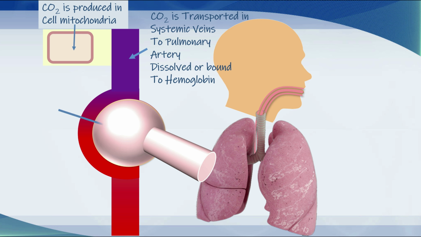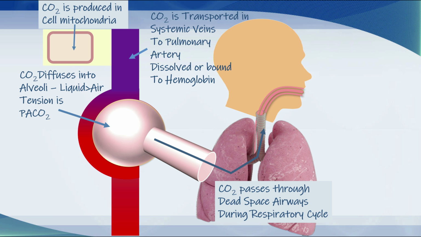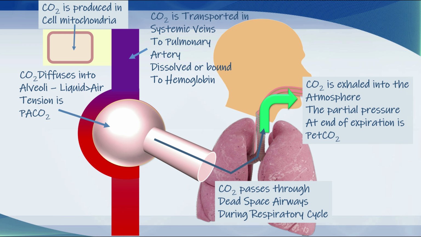As CO2 enters the lungs, it encounters a liquid-air interface that is between the capillary blood and the alveoli. CO2 then diffuses down the concentration gradient into the alveoli, and then it passes along the major airways by diffusion and mass movement associated with tidal ventilation, clearing the dead space and then being expelled into the atmosphere. The partial pressure of carbon dioxide at end expiration is the end tidal CO2, or the PET-CO2.